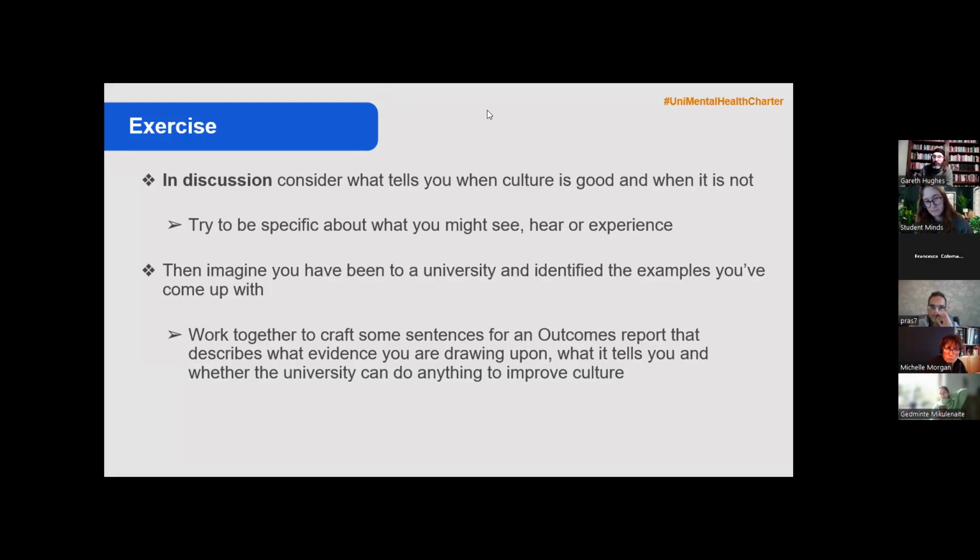Can I just first of all start with the first question in terms of what might tell us if a culture is good and what's not? What specifically might you see, hear, or experience? Those of you who have done assessments already, what did you see, hear, or experience? I'm really interested in all of that. Does anyone want to start there?